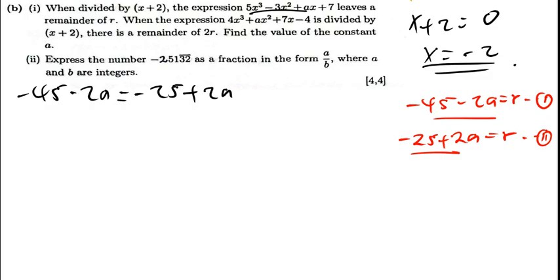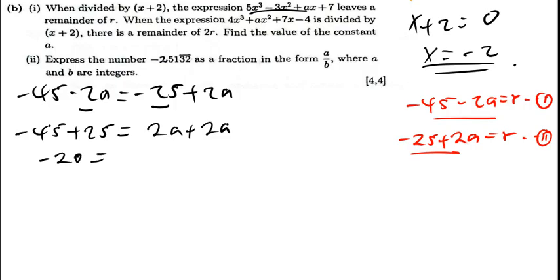Okay, have we done the right thing? Yes. So what I'm going to do now, I'll shift this to go to the other side and that to go to the other side. So negative 45 plus 25 being equal to 2a plus 2a. These two, if I do minus, 45 minus 25 should be negative 20.